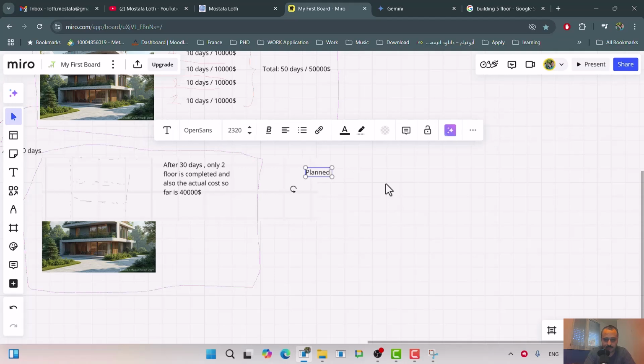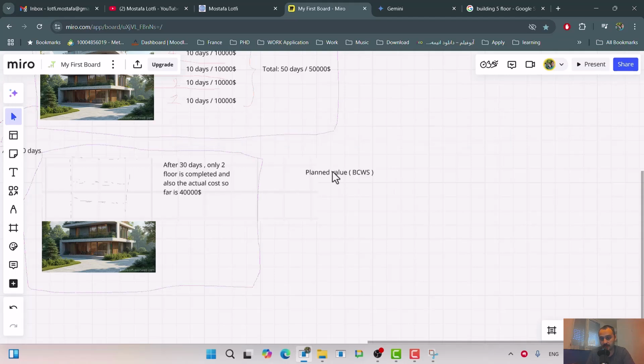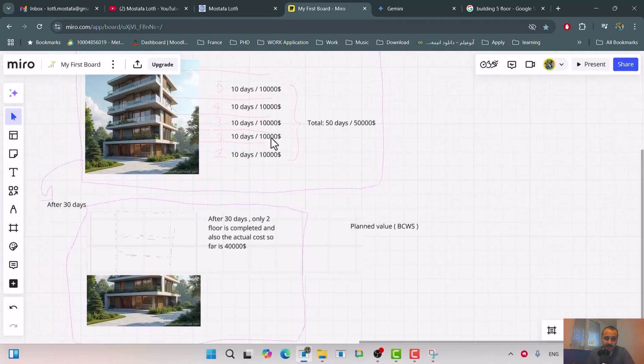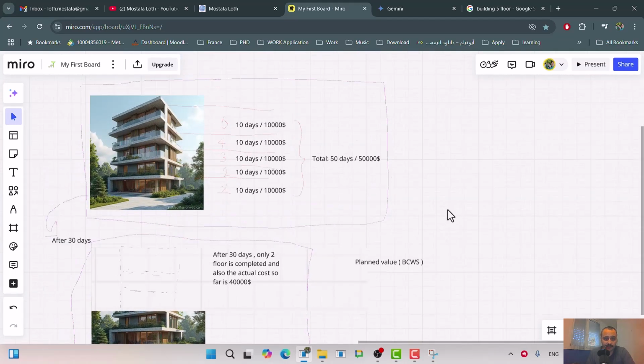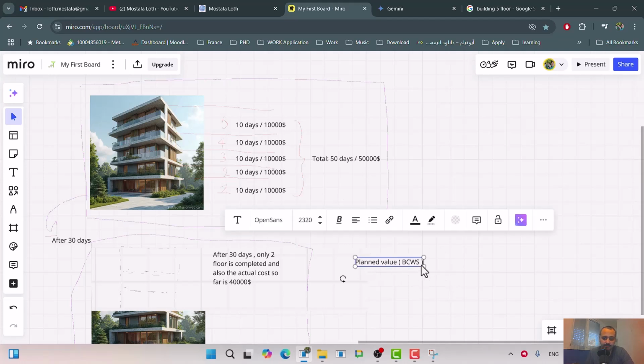Planned value, or you may also find another name, BCWS, budget cost for work scheduled. The budget cost for the work that is scheduled and has not happened yet. So basically the planning. In our case, how much is the planned value?